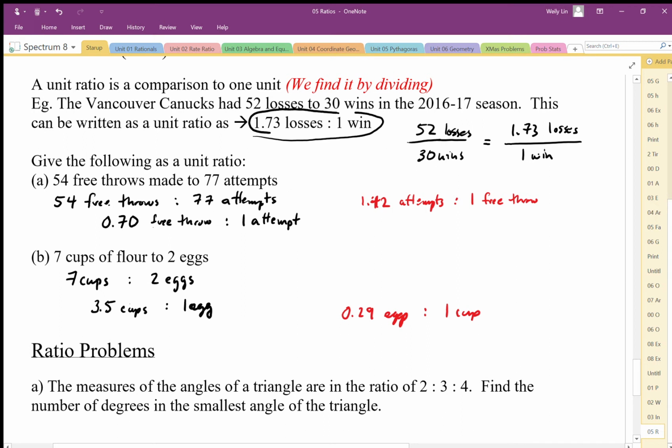So unit rates, we find by dividing. They are our multipliers and divisors in our rate problems. And we have to be clear on the direction because we can write our unit rates in either direction. In this case, free throws made per attempt or attempts per free throw made. Those are the same rates, but just in different terms.